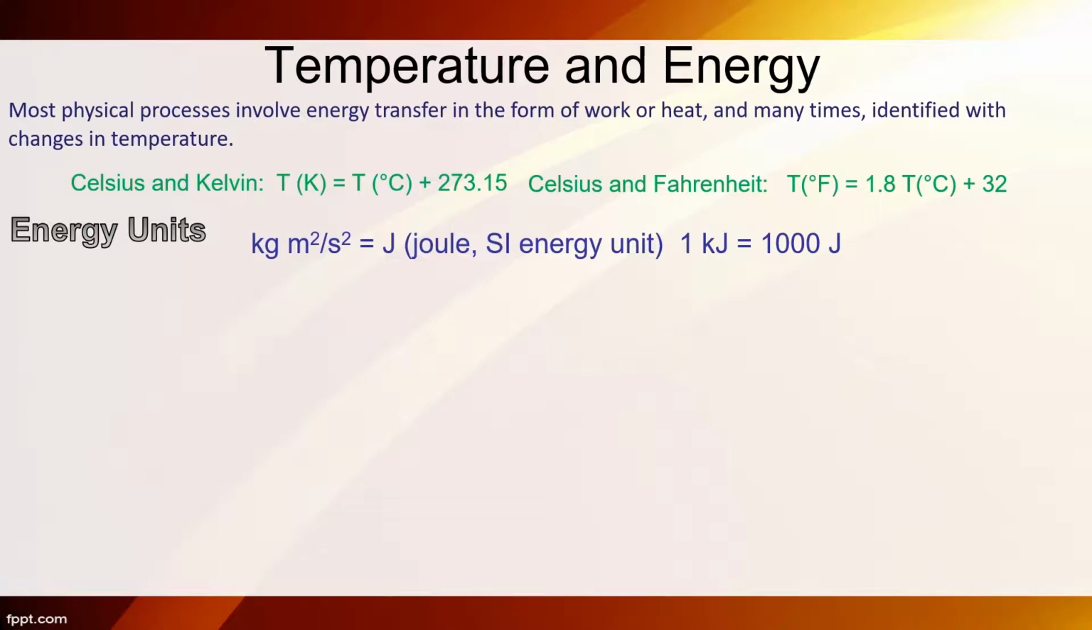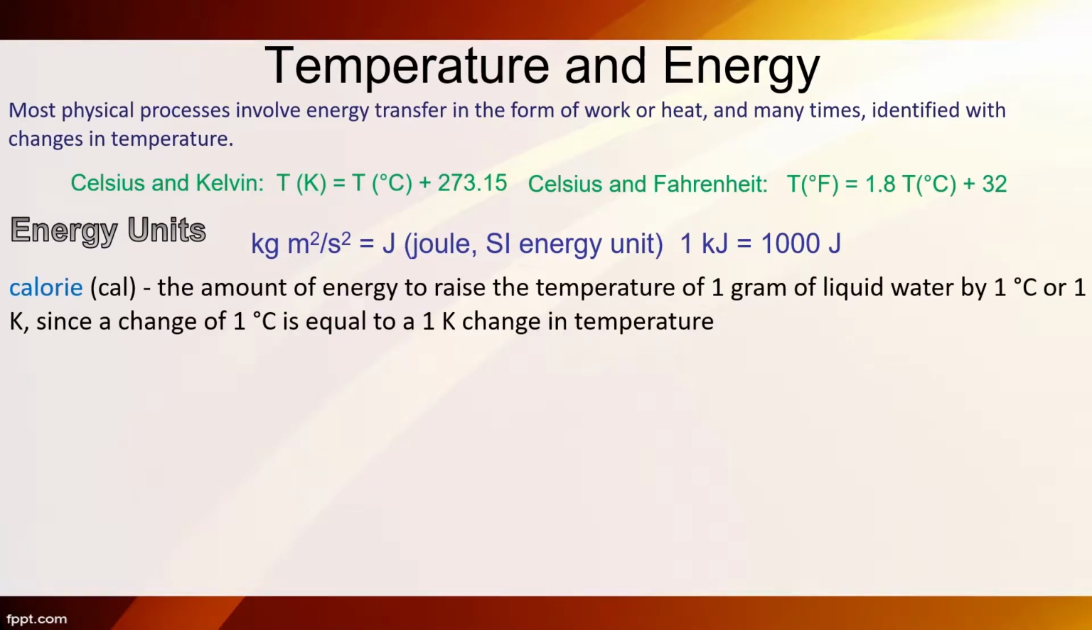Another energy unit used quite often is the calorie, which is at moderate temperature the amount of energy to raise the temperature of 1 gram of liquid water by 1 degree Celsius. Since a change of 1 degree Celsius is equal to a 1 Kelvin change in temperature, we can think about Celsius and Kelvin temperature changes as being, well, interchangeable.